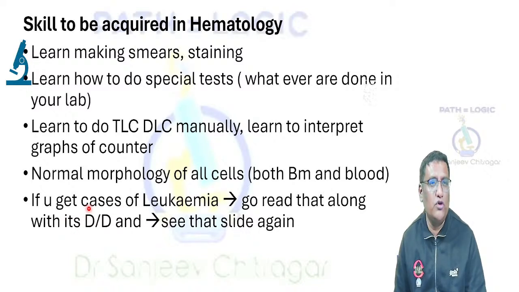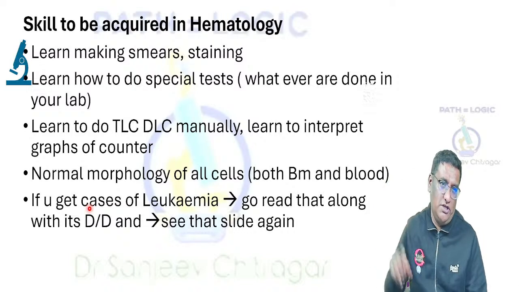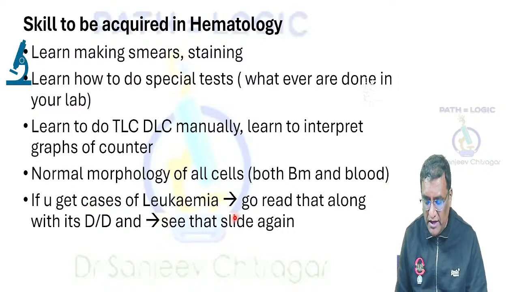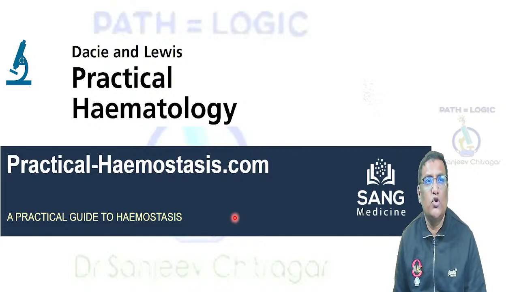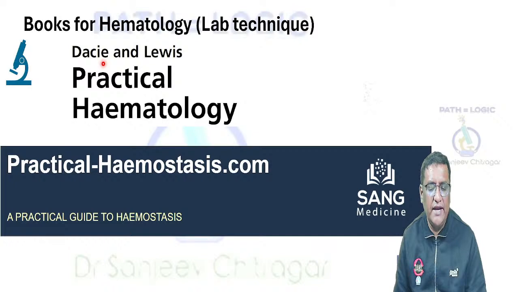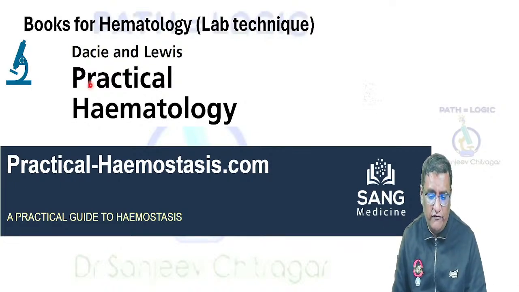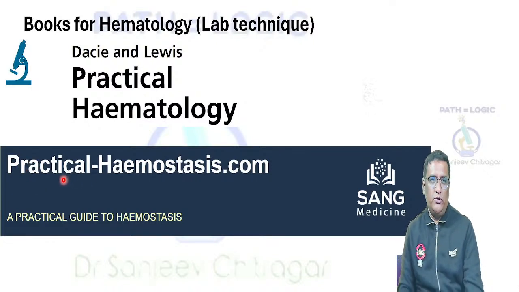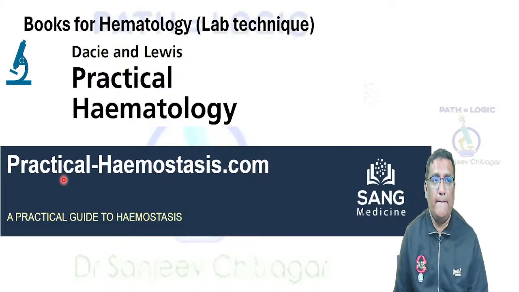And usually for leukemias, I would recommend WHO. So the WHO manual I would recommend for hematology, and see the slide again. So that is what you'll be doing now. So books for practical hematology, for lab techniques, Dacie and Lewis, this is one. Of course, apart from this, your own lab manual. And then for hemostasis, you can refer to the online site practicalhemostasis.com. You can be using this for your hemostasis, right?